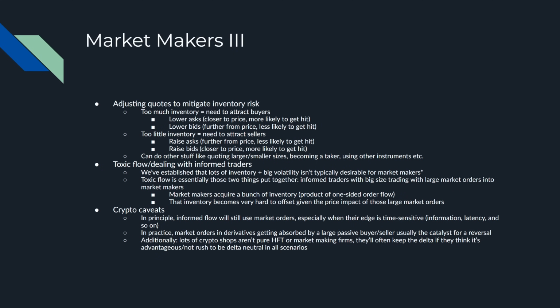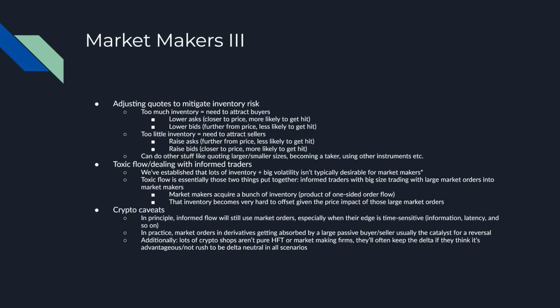Now, what happens in that case is that market makers end up acquiring a bunch of inventory, which is the product of one-sided order flow. They're getting pounded with these large market orders, and it's all very one-sided. And that inventory becomes very hard to offset given the likely price impact of those large market orders. That's essentially the dynamic that exists with toxic flow.